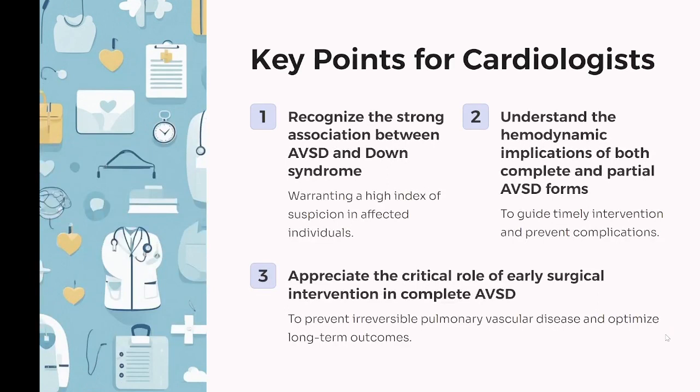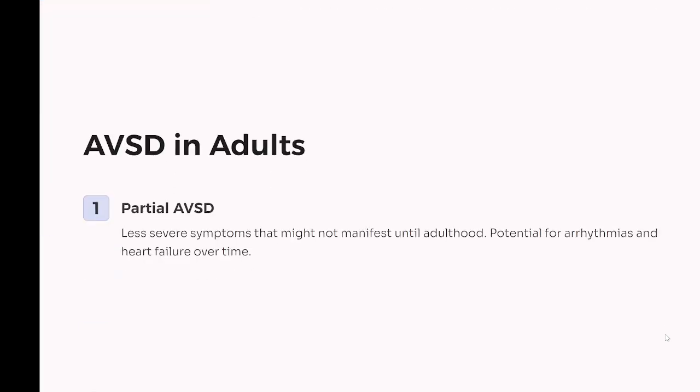Key points for cardiologists. Recognize the strong association between AVSD and Down syndrome, warranting a high index of suspicion in affected individuals. Understand the hemodynamic implications of both complete and partial AVSD forms to guide timely intervention and prevent complications. Appreciate the critical role of early surgical intervention in complete AVSD to prevent irreversible pulmonary vascular disease and optimize long-term outcomes.